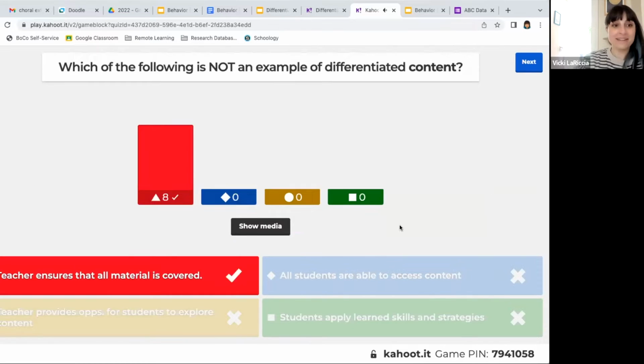All right, yeah. Teacher ensures that all material is covered. That is not the goal of differentiation.